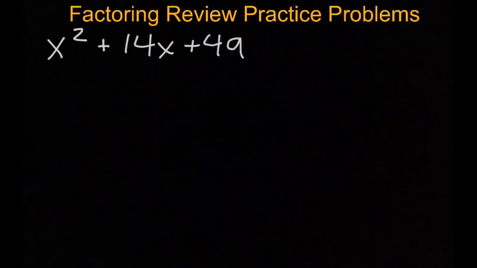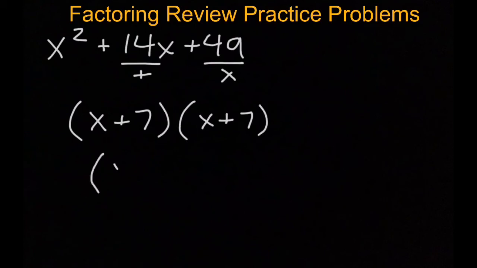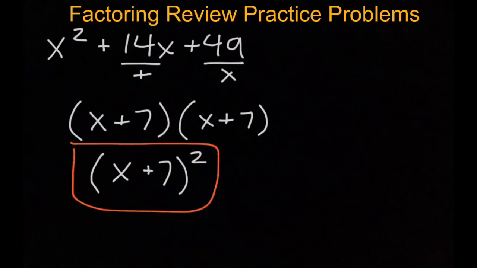For this question, we'll be using the inspection method. So what are two numbers that can add up to 14 but multiply to 49? Those numbers are 7. So we'll have x plus 7 in one bracket and x plus 7 in the other bracket, which can also be written out as x plus 7 squared. And this is our final answer for the first question.